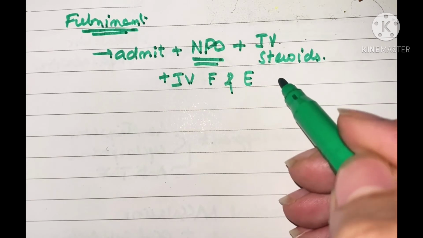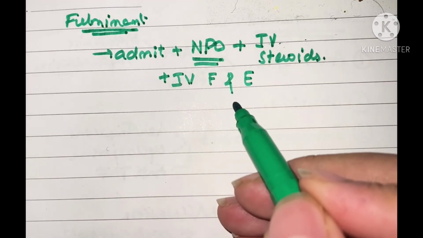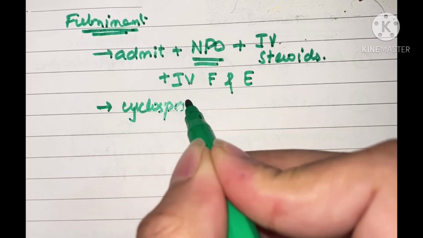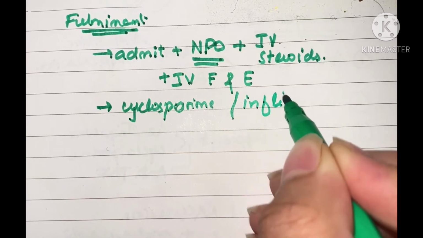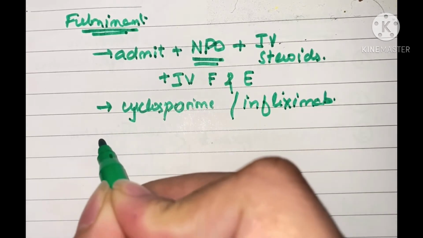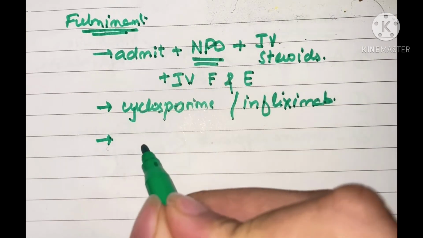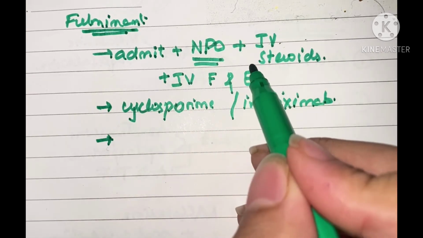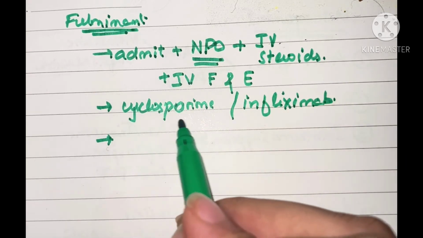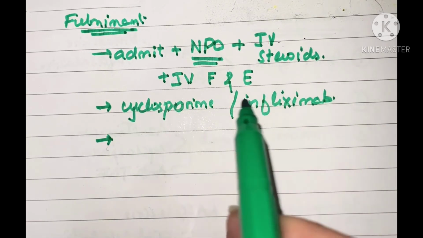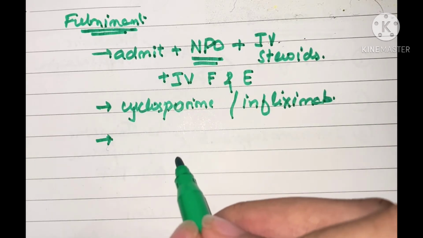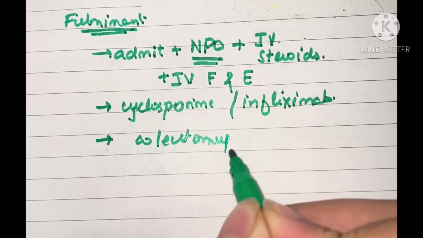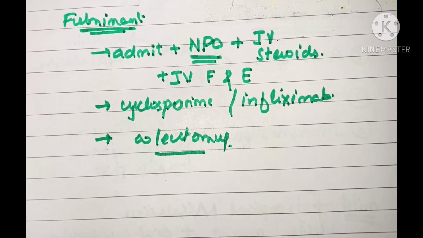Now if the patient is responding to them, good, but if the patient doesn't respond to this therapy, we'll move a step further: we'll give cyclosporin or infliximab, immunosuppressive agents, to the patient. Now third step: if the patient is not responding to these medications for more than 3 days, or for 7 to 10 days, then we'll go for emergency colectomy, that is resection of the colon. That will be our preferred surgical management.